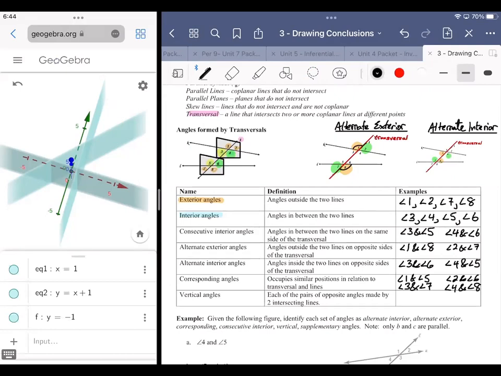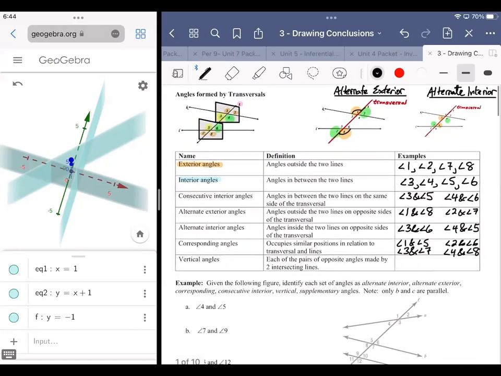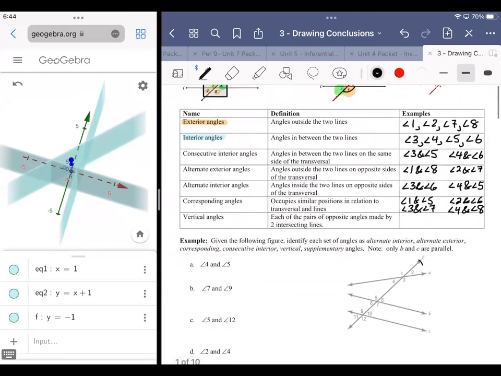The one that's the biggest pain is the vertical angles, not in terms of conceptual understanding, but in terms of displaying all the possible pairs of vertical angles. Each of the pairs of opposite angles made by two intersecting lines. All right, so a very simple example right below. Looking at this here, angle 2 and angle 4, those are vertical angles.